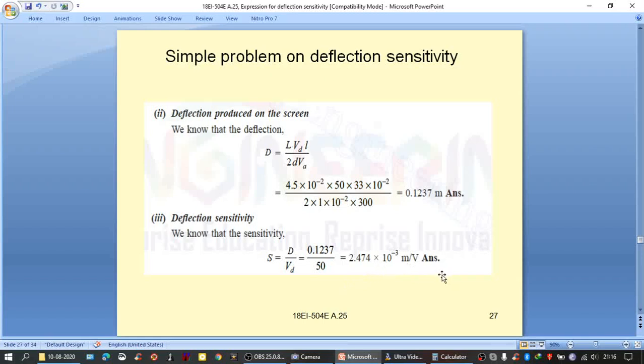That means the electron beam produces a deflection of 2.474 into 10 power minus 3 meters, or else 2.474 millimeters, per unit vertical deflection voltage.